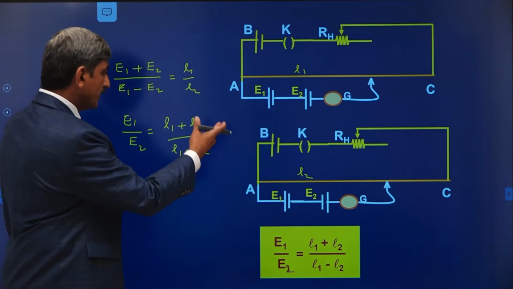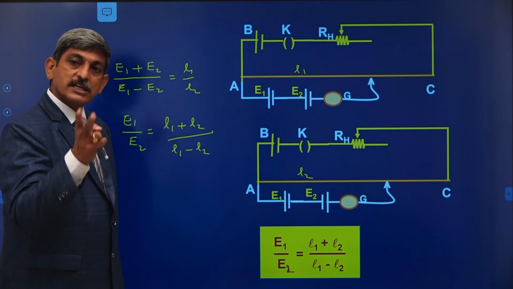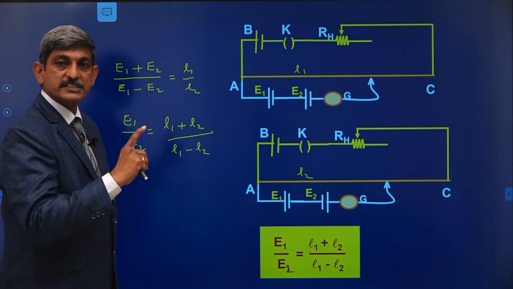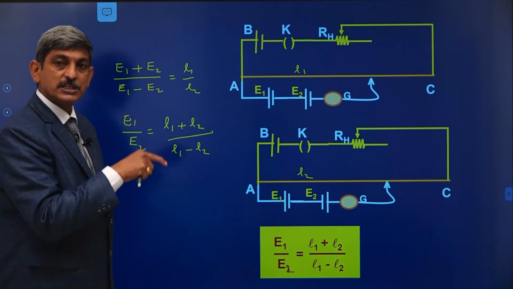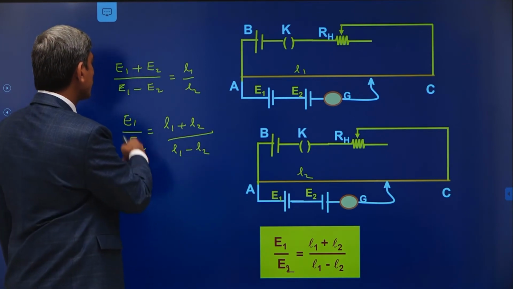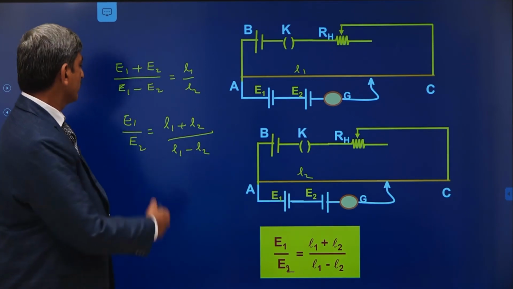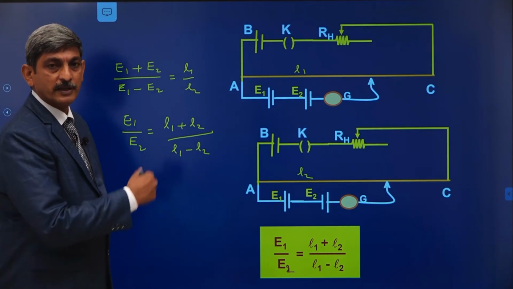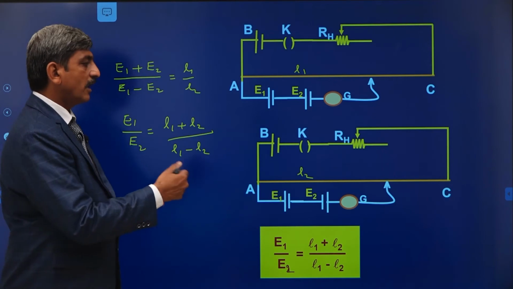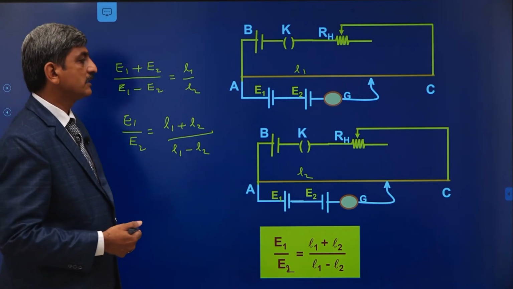Right? So in this case, both the cells are connected at a time. In the first case, they are connected in the additive nature. In the second case, they are connected in the opposition nature. In such a case, the ratio of the EMFs is given by E1 by E2 is equal to L1 plus L2 divided by L1 minus L2. Based on these concepts, I am going to explain some problems in the potentiometer.